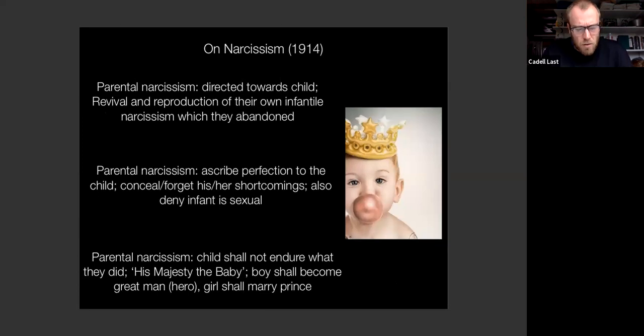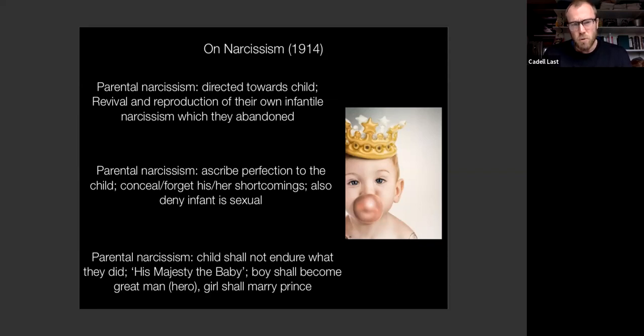Then, perhaps another super interesting dimension of this paper, he goes on to describe parental narcissism, which is directed towards the child. And he claims that it's a revival and reproduction of their own infantile narcissism, which they abandoned to have the child. I think this is evidence that if you are on the narcissistic end of the spectrum, you probably shouldn't have children, especially if you're not willing to give up your own narcissism for the child, or haven't worked through your own narcissistic tendencies. Because in some sense, having a child is being decentered onto the child. The child becomes the new center of attention.